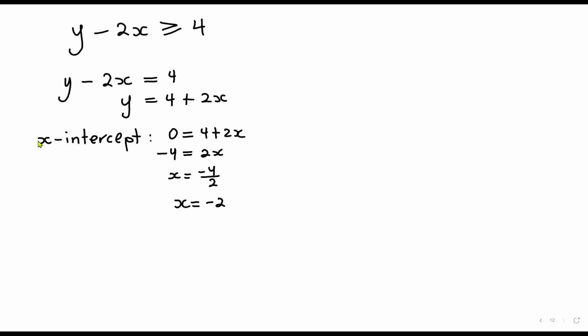So that's the first step, right? The first step, guys, is to sketch your line. You make the inequality an equation and you sketch that line. So I had y minus 2x is greater than or equal to 4. I changed it to y minus 2x is equal to 4. And now I'm going to sketch my line. That's the first step in the inequality.